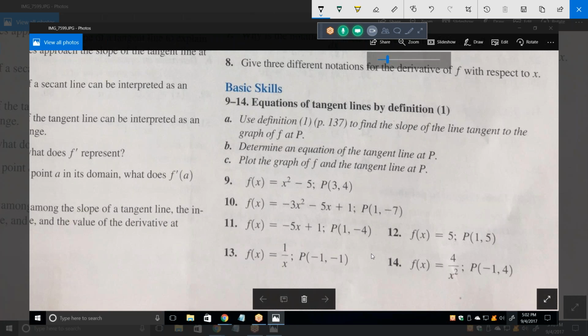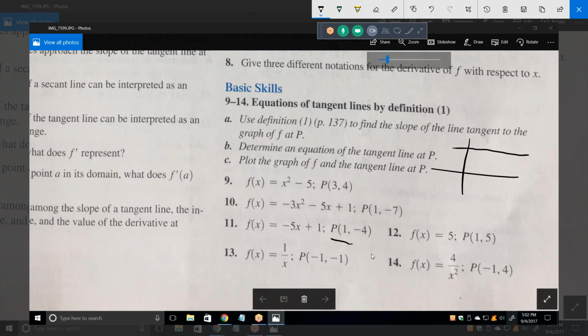12 is a constant. Let me plot 12. That's what y equals 5 looks like. What's the slope of that? Nothing. 0. Not nothing, but 0. And so the slope of all constants is 0. In other words, there are always horizontal lines which have 0 slope.